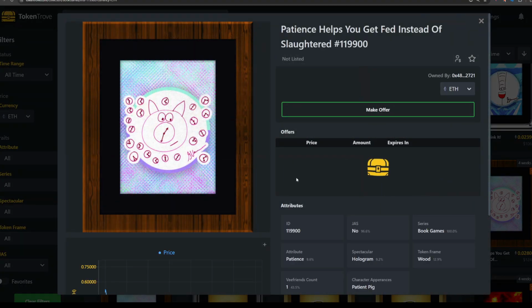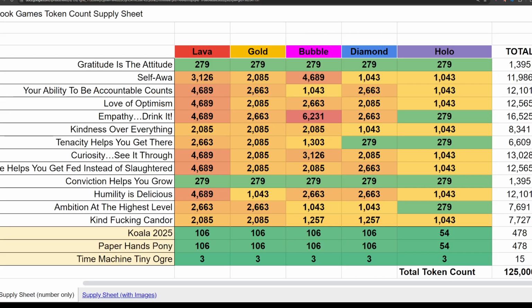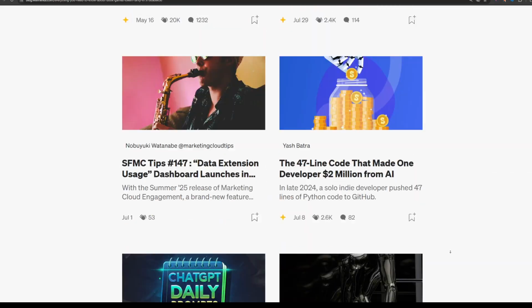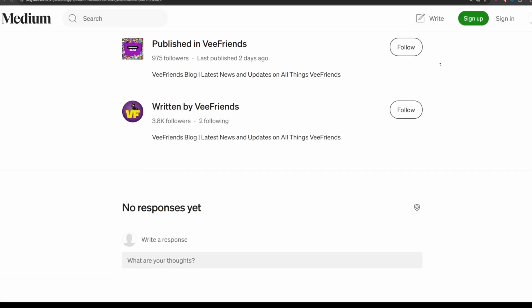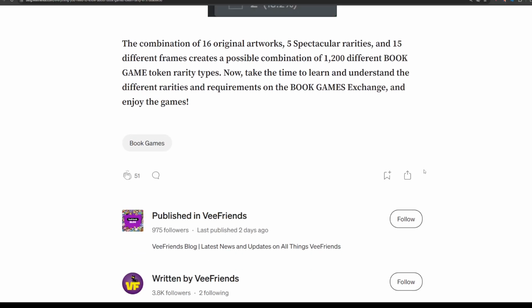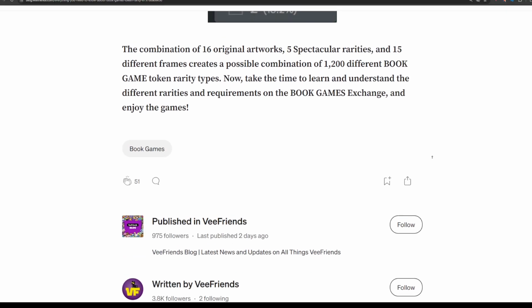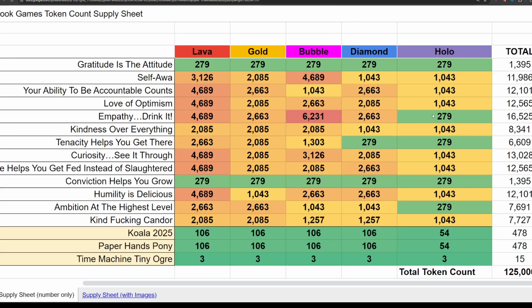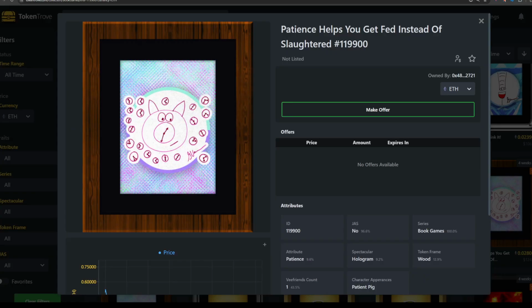Patience Pig. And this is a pro tip. There are specials. There are 1,000. Where is it? There are 125,000 total tokens. And this is a pro tip for the collectors out there.